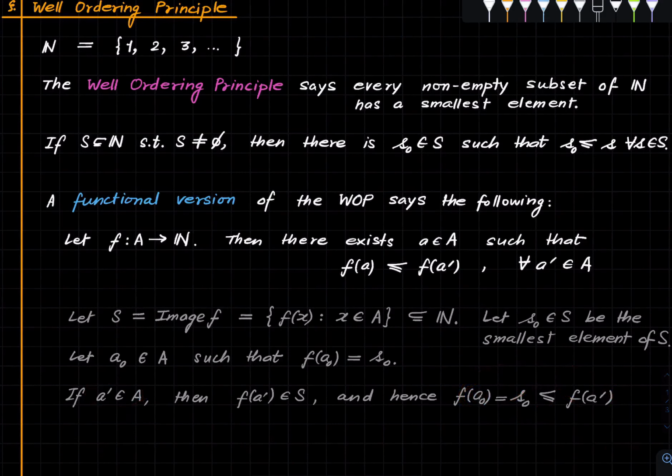And now one final remark. This a naught may not be unique. There may be multiple such a naughts. You just take the pre-image of this singleton. All the things in the pre-image will satisfy this inequality. So it's not like this a naught is going to be unique. Only s naught is unique. s naught is the smallest element of S, so there is only one such element, but there may be multiple such things in A which map to the same point.